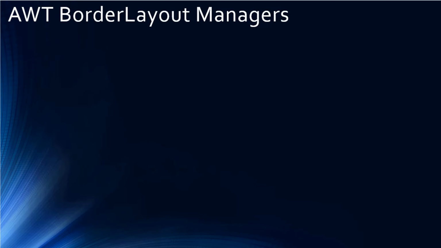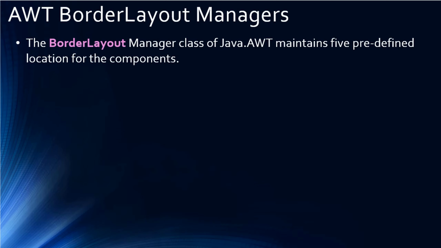Alright, now we will look at AWT border layout managers in Java. The border layout manager class of Java AWT maintains 5 predefined locations for the components. Since we said predefined locations, these locations are already defined and each occupies a specific portion inside the container. We know that the container will make use of the manager, and it asks the manager to organize the controls added to the container.